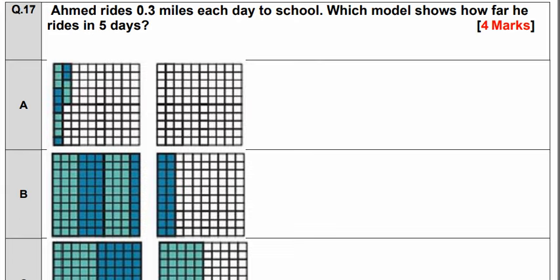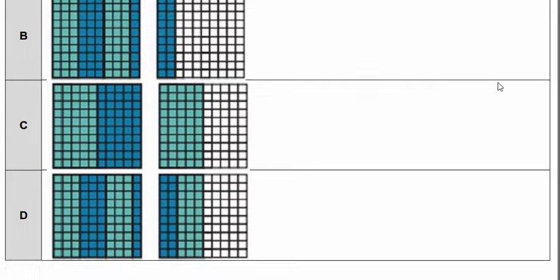Now this one is interesting. Ahmad rides 0.3 miles. So I told you, right? This is 0.1. So like this, 0.2 and 0.3. So this one part of this whole is 0.3. Okay, so 0.3 miles each day, and which model shows how far he will ride in 5 days. So 0.3 times 5. So we need like this 5 parts. 1, 2, 3, and 4. Is this enough? No, this is not enough. Let's move on. Move down.